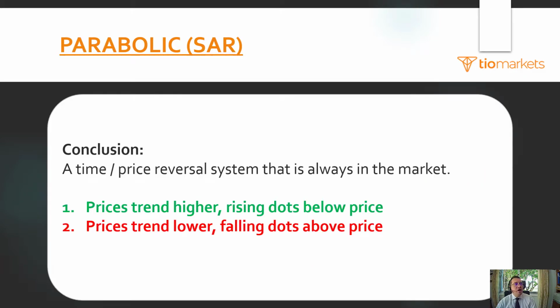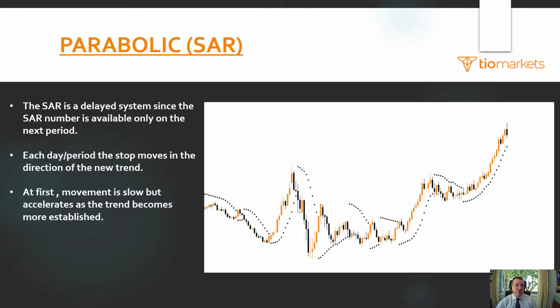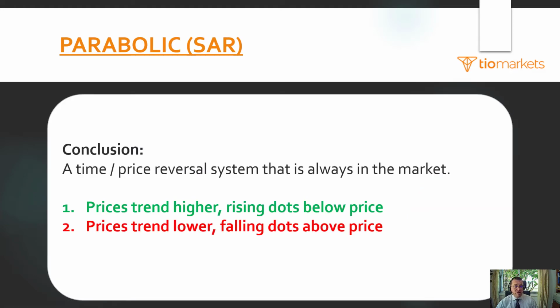So the conclusion: the parabolic SAR is a time price reversal system that's always in the market. Prices trend higher, rising dots are below price. So if you have dots increasing and below the price, that tells you that prices are moving higher. And if prices are trending lower, then you'll get falling dots, and those dots will then be above price, as we see here. So again, dots below price, an uptrend; dots above price, a downtrend. So that's our quick summary there.